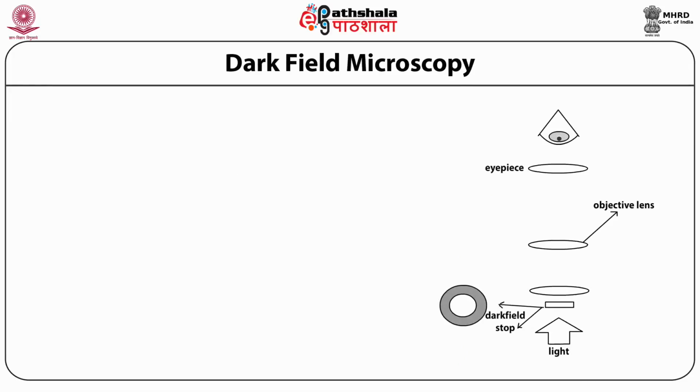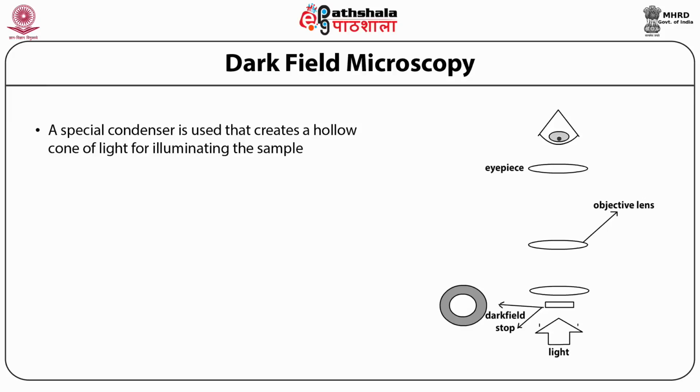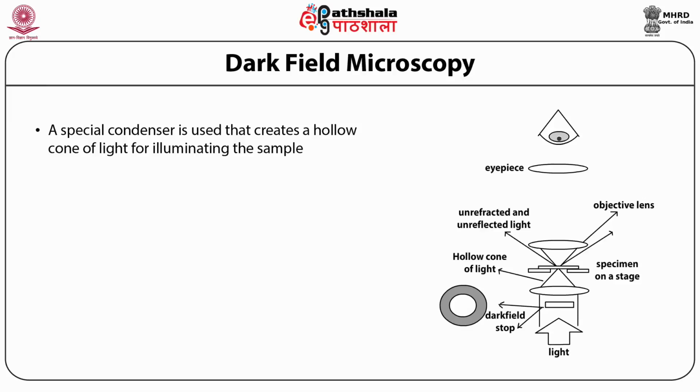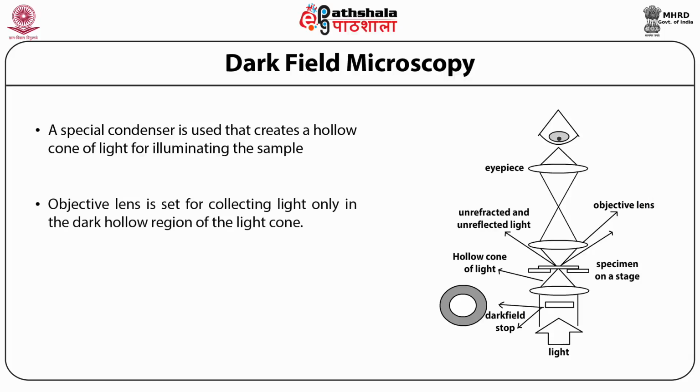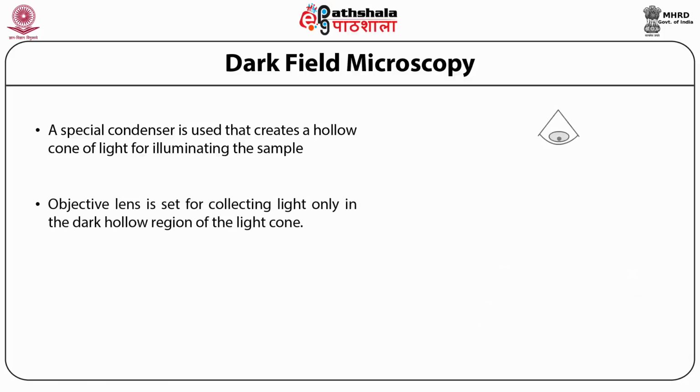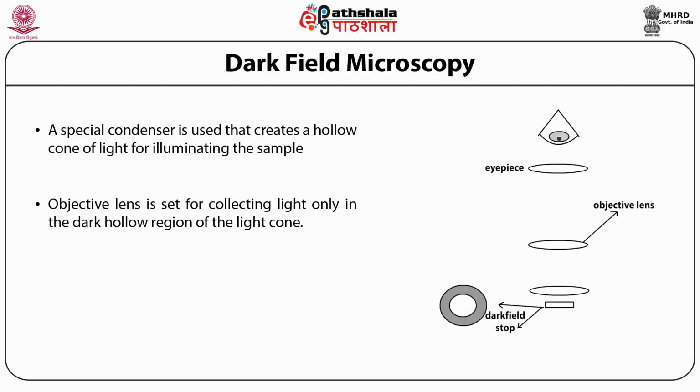Let's now talk about dark field microscopy. In this microscopy, a special condenser is used that creates a hollow cone of light for illuminating the sample. And the objective lens is set such that it collects only the light within the dark hollow region. So if there was no sample, there won't be any light at the image plane.